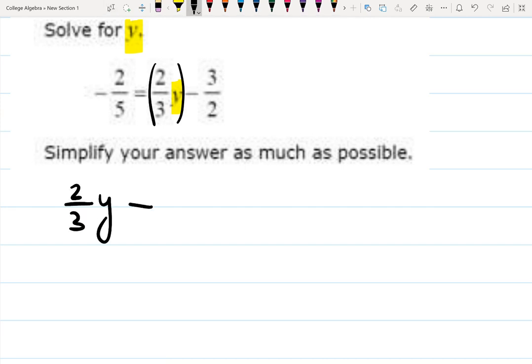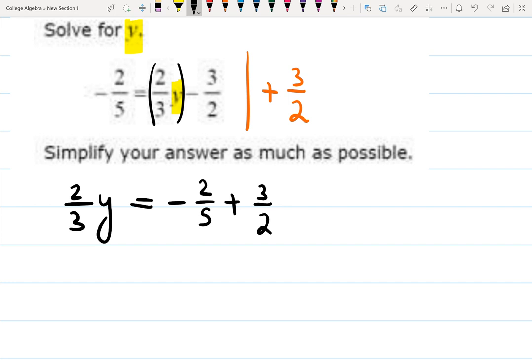2/3 y equals, that's what I want. To do that, I want to add 3/2 to both sides, because we have negative 3/2. The left-hand side was negative 2/5, now it will have negative 2/5 plus 3/2.